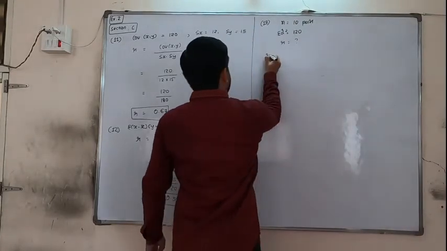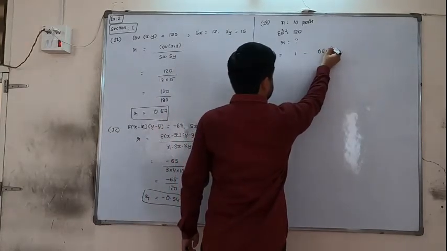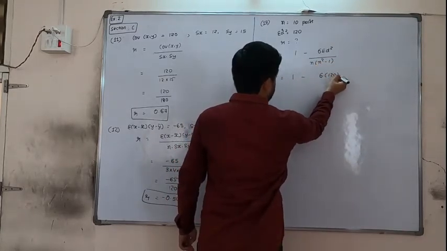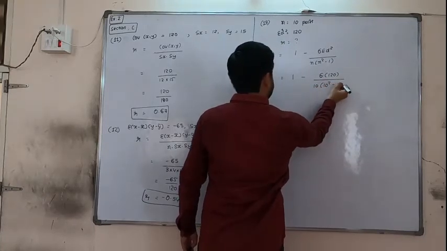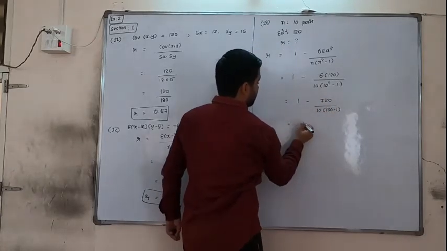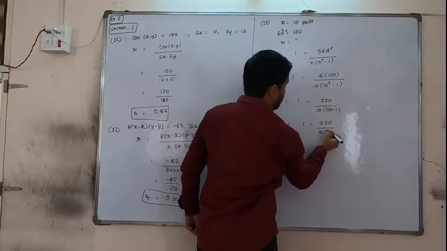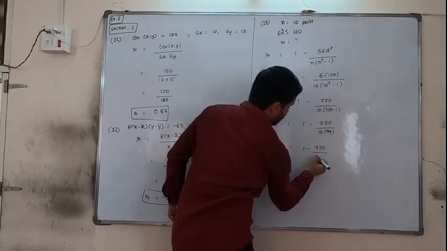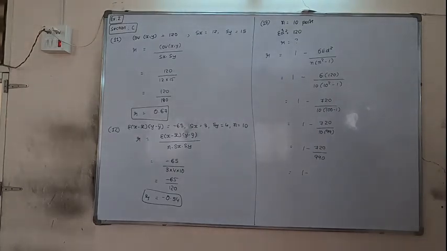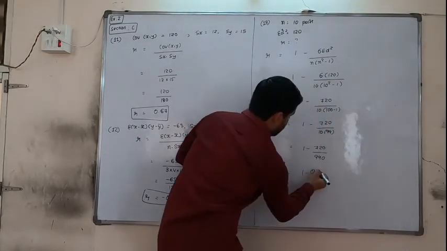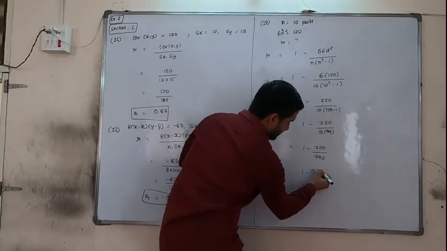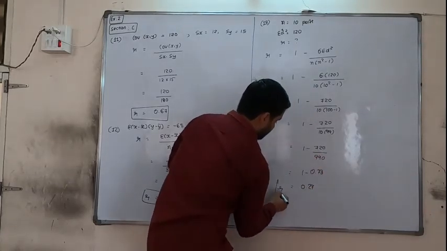Okay. R is equal to 1 minus 6 sigma d square upon n into n square minus 1. 1 minus 6 into 120 divided by 10 in bracket 10 square minus 1. 1 minus 720 divided by 10 into 100 minus 1. 1 minus 720 divided by 10 into 99. 1 minus 720 divided by 990. 0.727, so it is 0.73. So the answer will be 0.27.